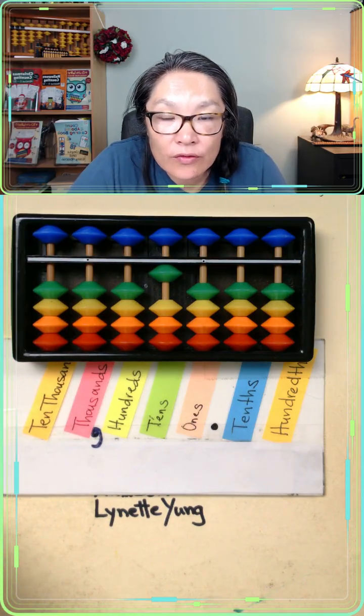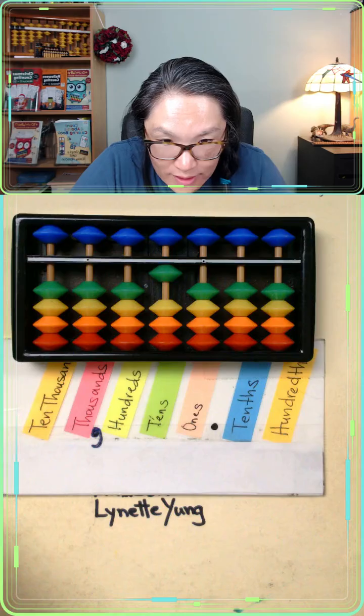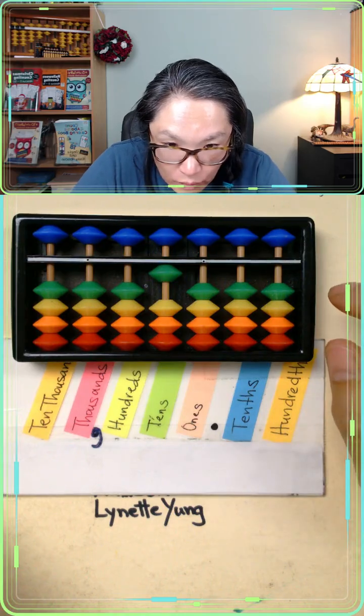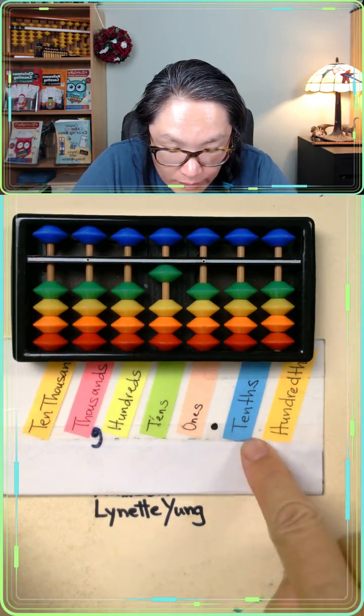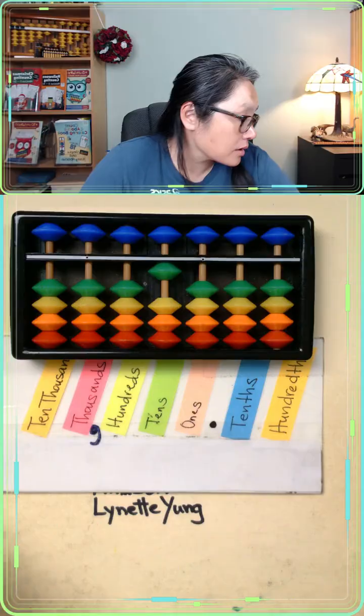Oh, thank you for the lightning bolt, small fire. I'm lost again. Hold on. Why are the last two on the right? Because it's the tenths. These are the decimals. This is the tenths, and this is the hundredths.